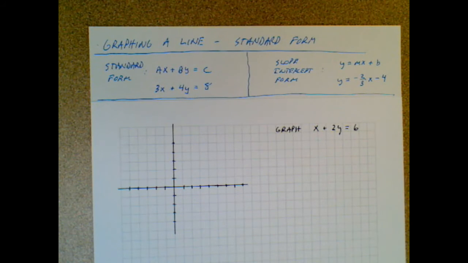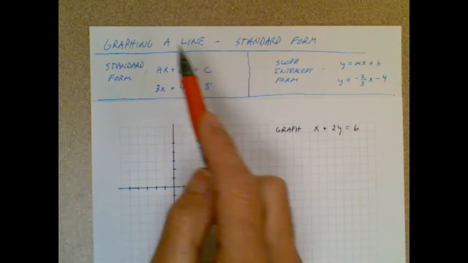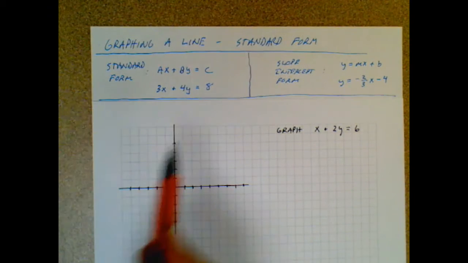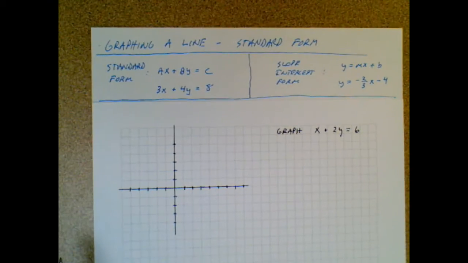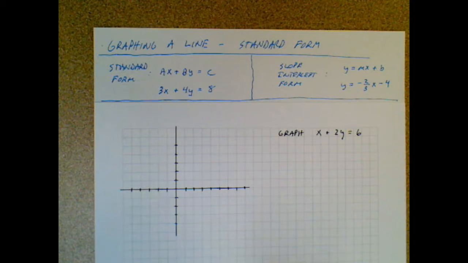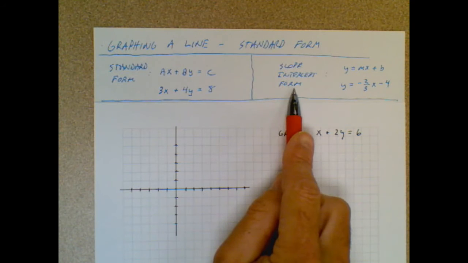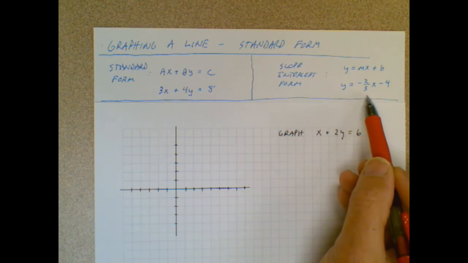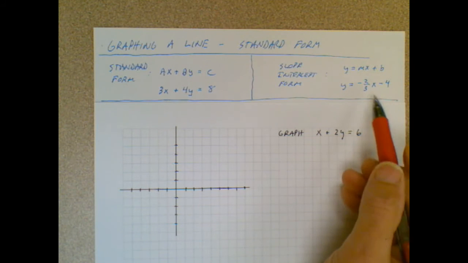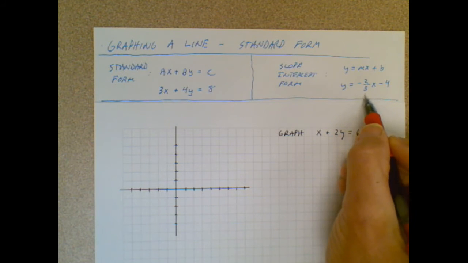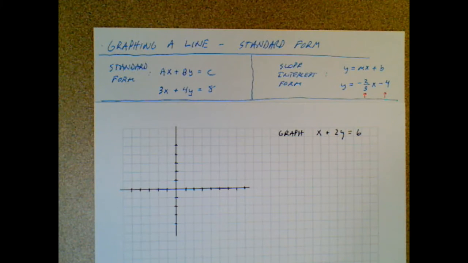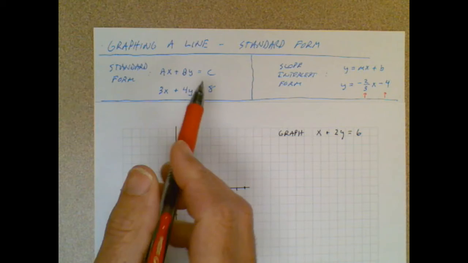Hi, this is Mr. Hewland, and we're going to work on the ALEKS concept of graphing a line in standard form. Before we get to standard form, let's review something that's going to be very important, which is slope-intercept form. When an equation is solved for y, like y equals negative 2/3 x minus 4, you instantly see that you have a slope and a y-intercept, and you can graph that thing pretty darn easily.